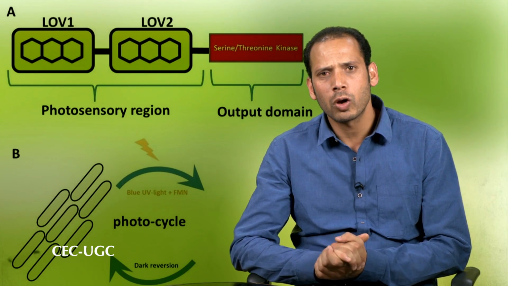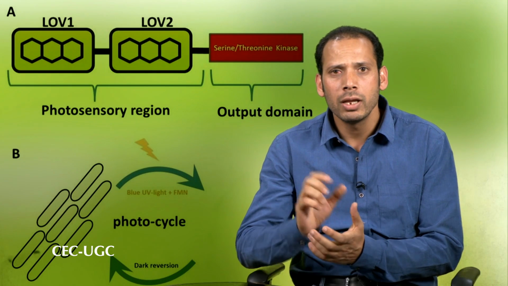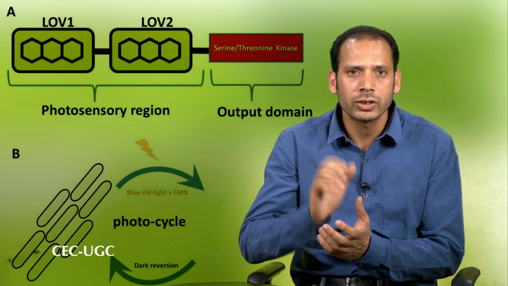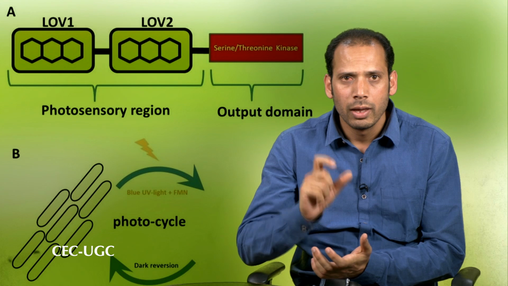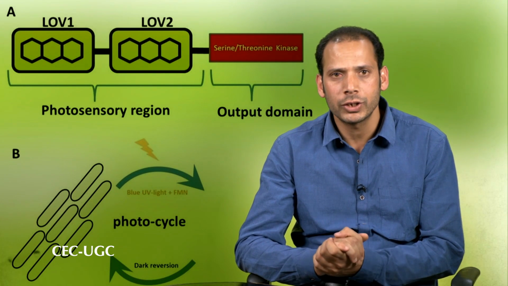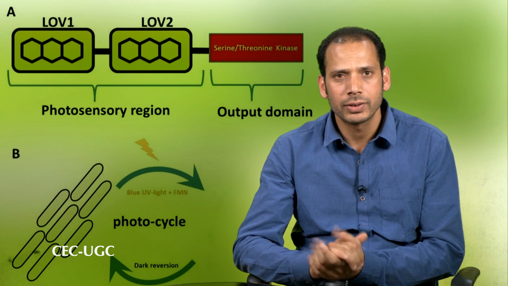And the N-terminal region of CHUP1 is sufficient to target green fluorescent protein, that is GFP, to the chloroplast envelope, suggesting that CHUP1 may mediate interactions between the chloroplast and the cytoskeleton. PMI1 mutants also display defects in both chloroplast accumulation and avoidance movements of chloroplasts, despite the cytoskeletal structure of PMI1 mutants appearing to be intact. PMI1 is a protein with unknown function, although it has homology to several signaling peptides.